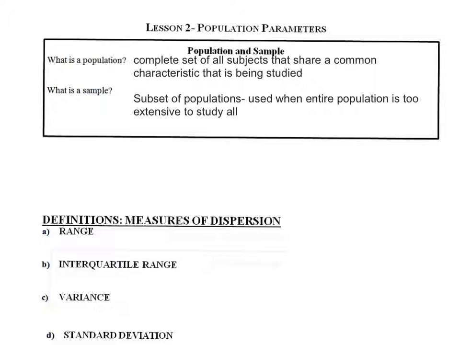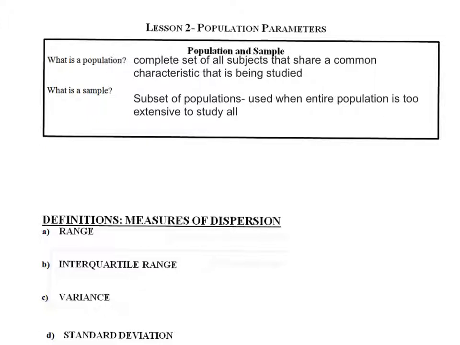Tonight we're going to take a look at population parameters and how they apply to the statistics that we're going to look at in this chapter. First of all, we want to look at the difference between a population and a sample. A population is a complete set of all subjects that share a common characteristic that is being studied. So a population can be all the members of a high school, for example, or all the members of a community. So it can range from a small population to a much bigger population.